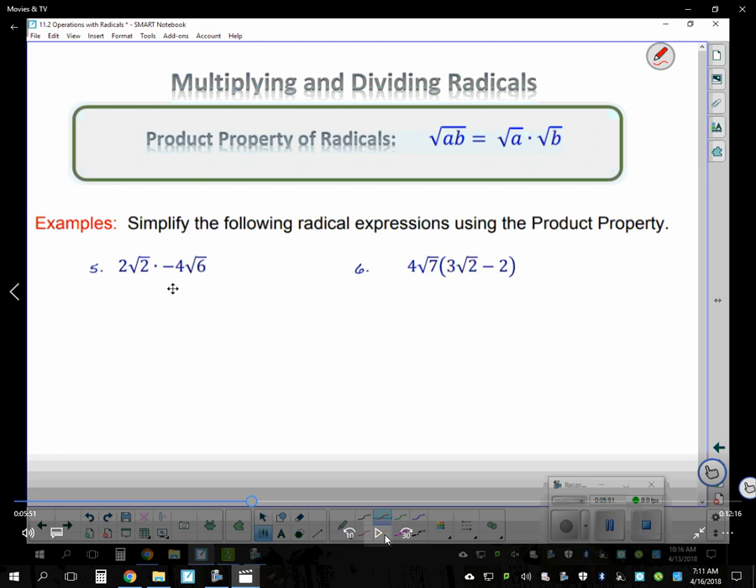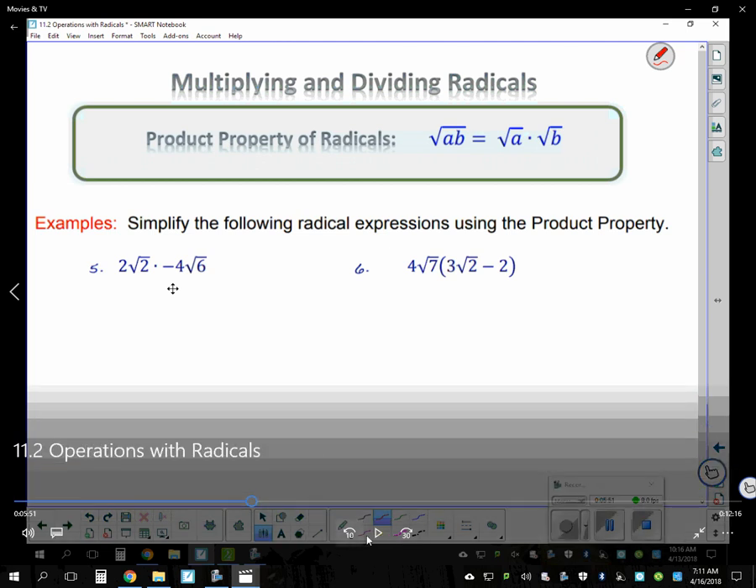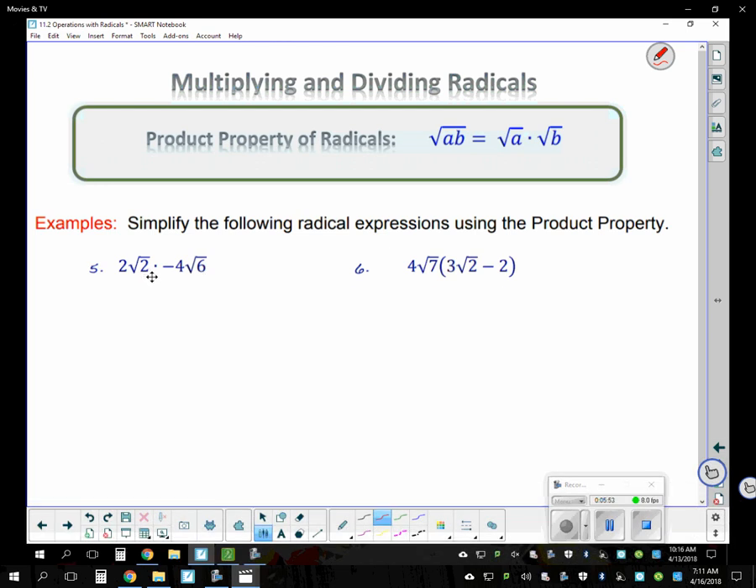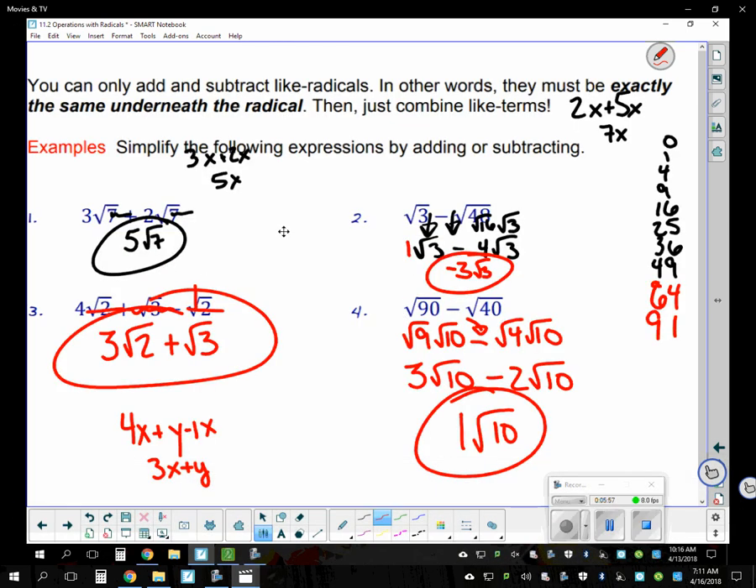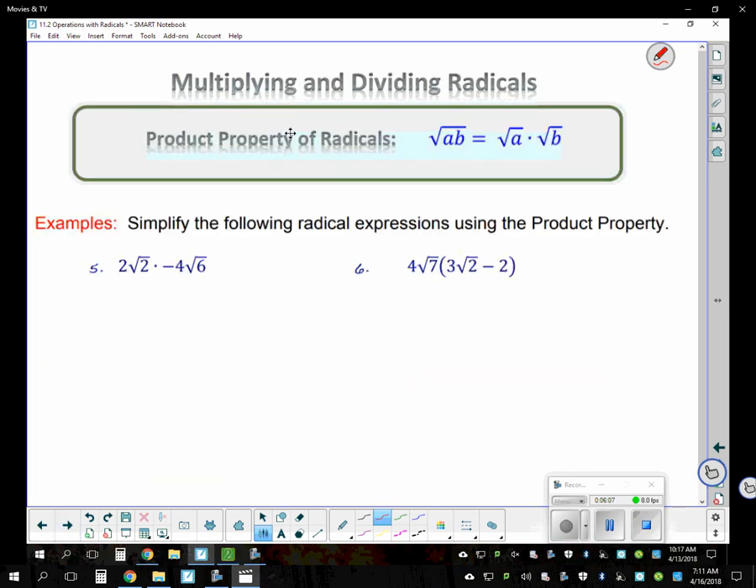Adding and subtracting, you can only add and subtract like radicals, but for multiplying and dividing, you can do any of them. So over here, they both had to have square root of 7, or both had to have the same number under the radical in order to add or subtract them. But multiplication, that is not the case. You can multiply and divide any radicals.